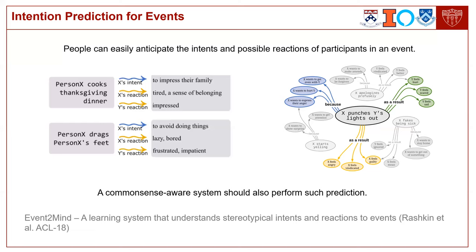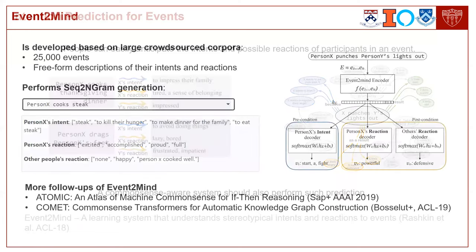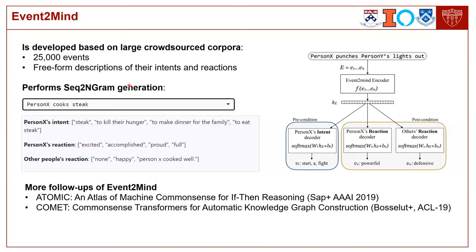This problem was first attempted in a work called Event2Mind, published by UW people three years ago at ACL. This Event2Mind system was developed based on a large crowd-sourced corpus, which contains around 25,000 events and also freeform descriptions of their intents and reactions, all generated by the crowd. The model is trained on the corpus to perform sequence to n-gram generation, which shows generalization to give freeform intention prediction of events. For example, given the event, person X cooks steak, the system is able to infer that the possible intent could be to kill their hunger, to make dinner for their family, so on and so forth, and similar things for reactions and other people's reactions.